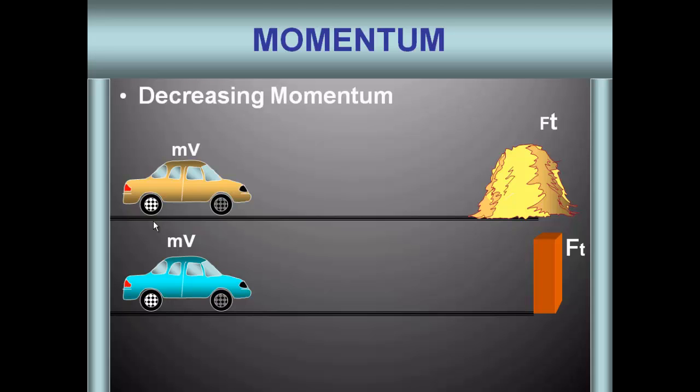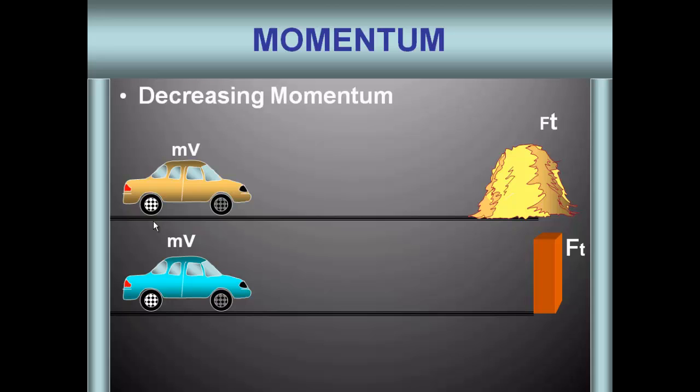However, please understand that because they have the same momentum, all right, and the end result is the same, which is they're going to come to a stop, their change in momentum or their impulse is exactly the same. But that does not mean that the outcome of what's going to happen to the cars is the same. Which one's going to have more damage? The blue car or the gold car? Blue car. And here's why.